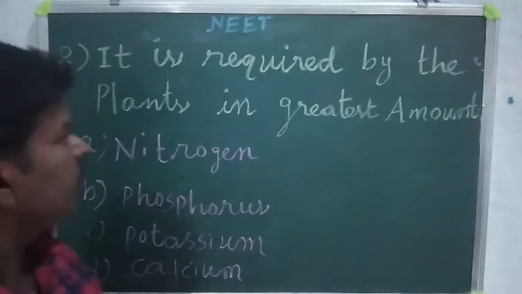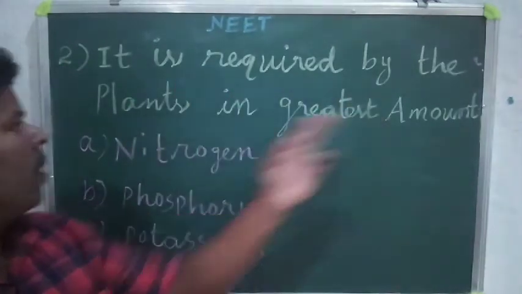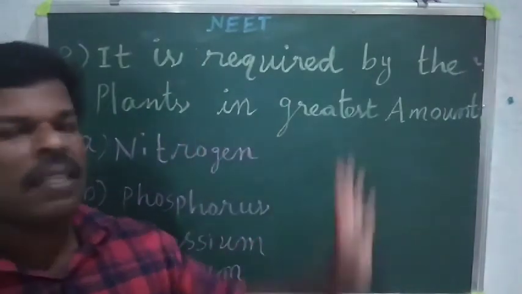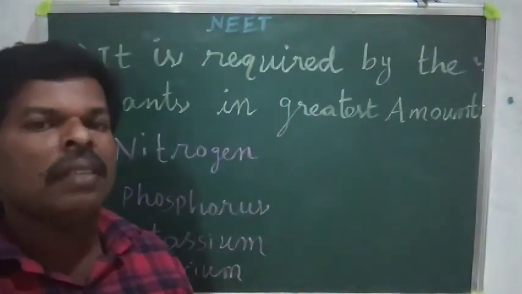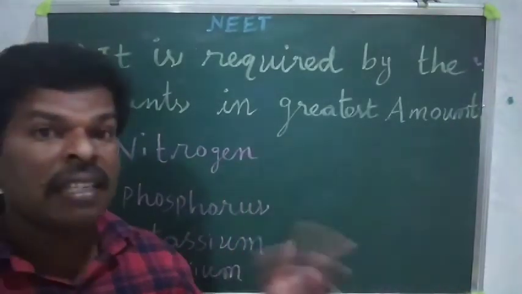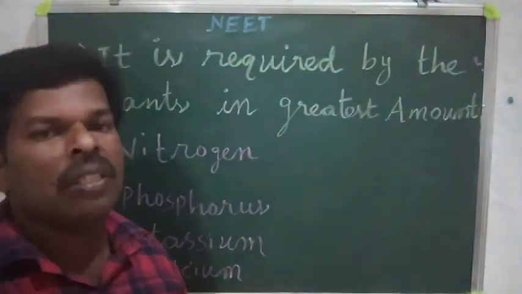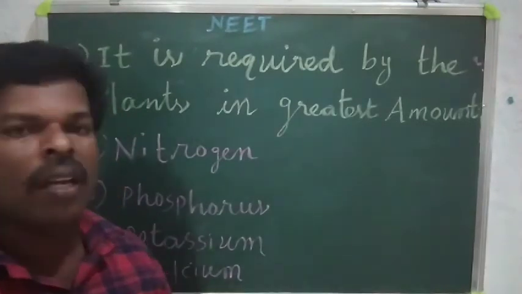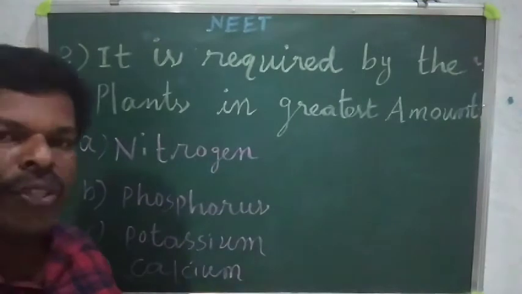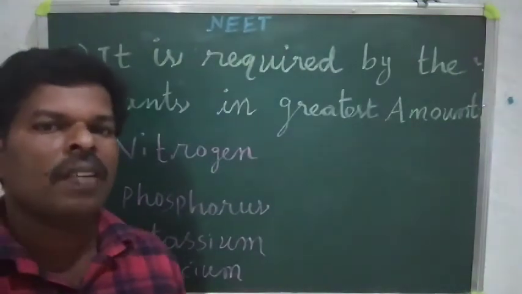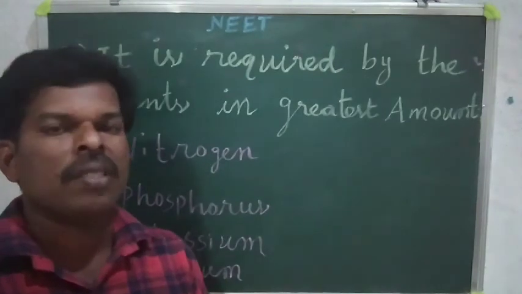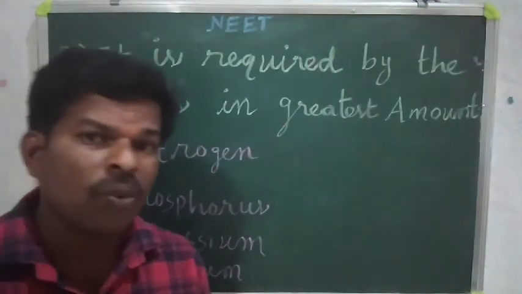Next question: which mineral is required by plants in the greatest amount for growth? That is very important. There are four options given: nitrogen, phosphorus, potassium, and calcium. Every element is very important. Macronutrients and micronutrients, macro elements and micro elements, are very important for the plant's growth.